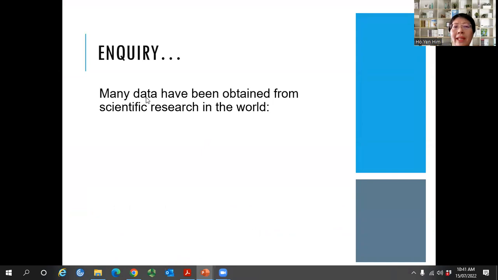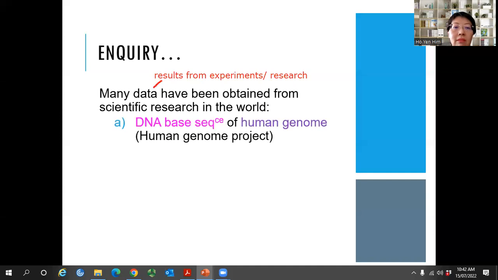So we know that data means results, right? Results from experiments, means research. Data means results, isn't it? From experiments of research. So there is a lot of data that has been obtained from scientific research in the world, because every day there are so many scientists in many universities and research labs performing research, and much data is produced daily, published daily and presented.